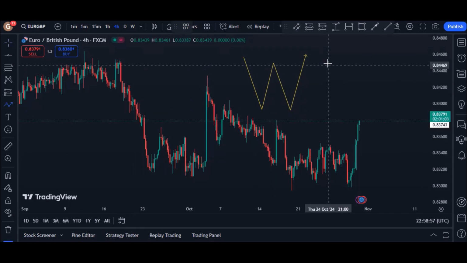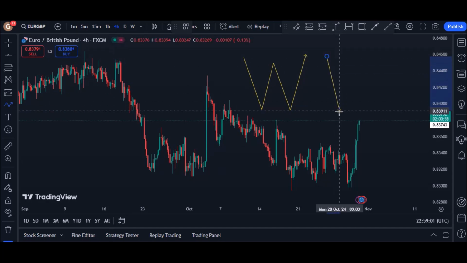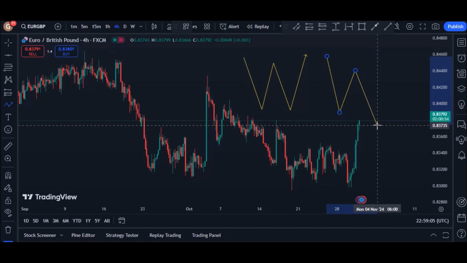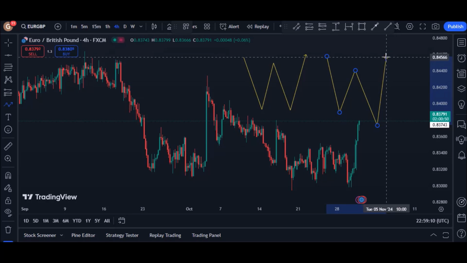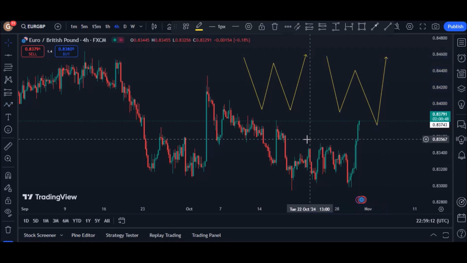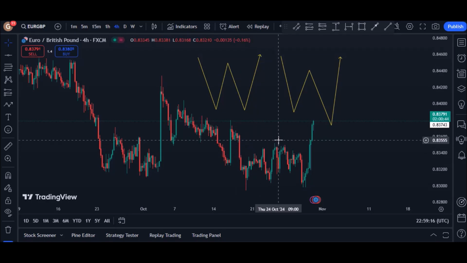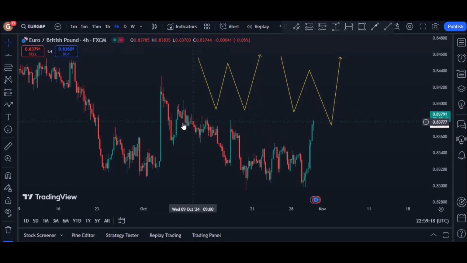And there is another one which looks like this. Price will make the low, pull back, close below the previous low, and make a bullish move up. So with both scenarios, they are actually good.